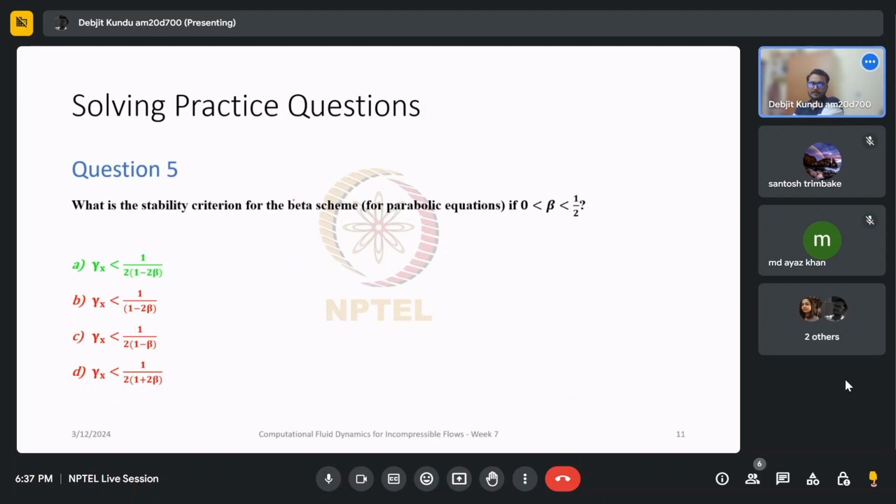So from von Neumann stability analysis of the beta scheme for parabolic equations, we finally reach a stage where the stability criterion, that is g less than 1, is actually given by this gamma x. And just for remembering, gamma x is nothing but capital gamma into delta t divided by delta x square. So this gives us gamma x into 1 minus 2 beta into sine square of, I won't write this as beta, so let's say I'll call this theta by 2. Let's just complete this. This should be less than 1.